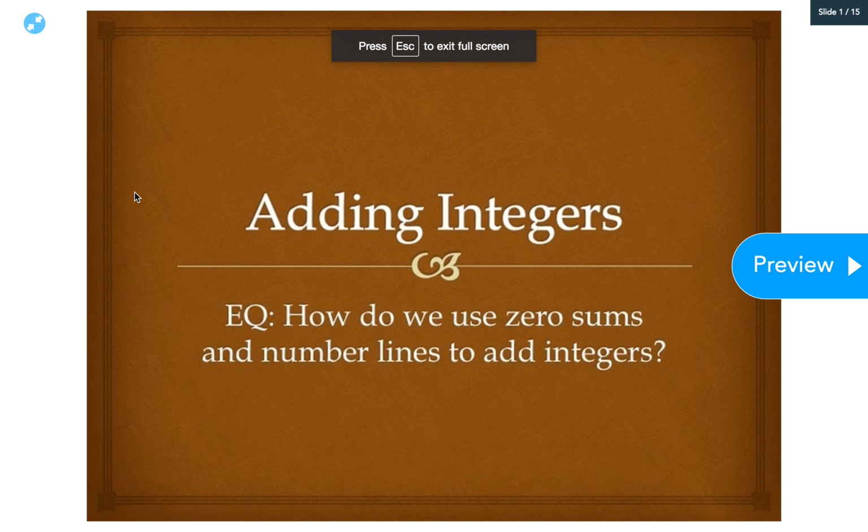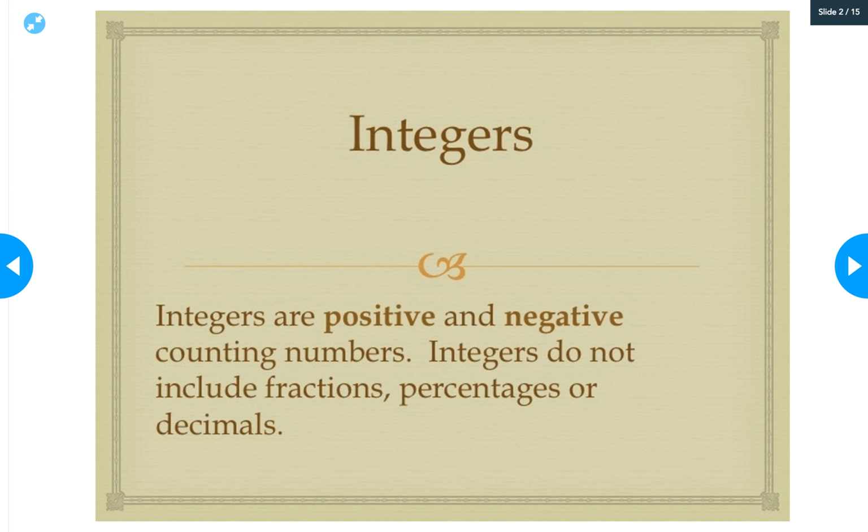Today we're going to talk about adding integers. Our essential question is, how do we use zero sums and number lines to add integers?